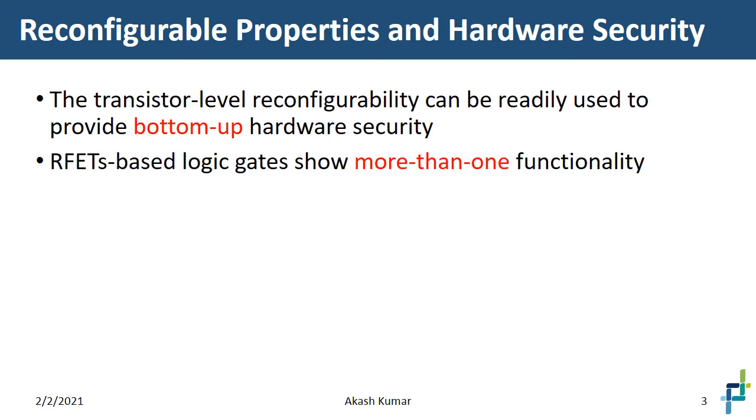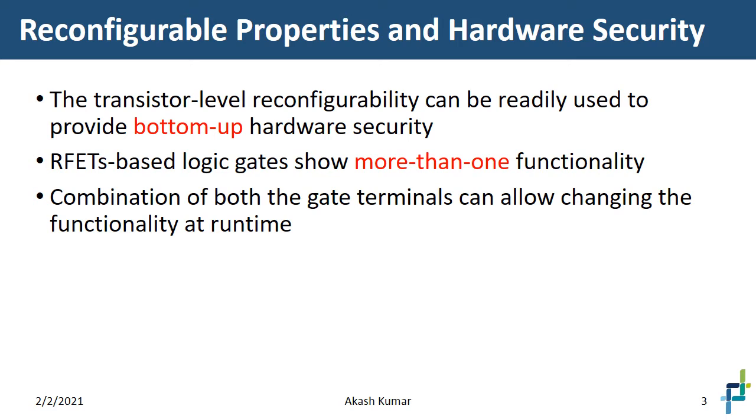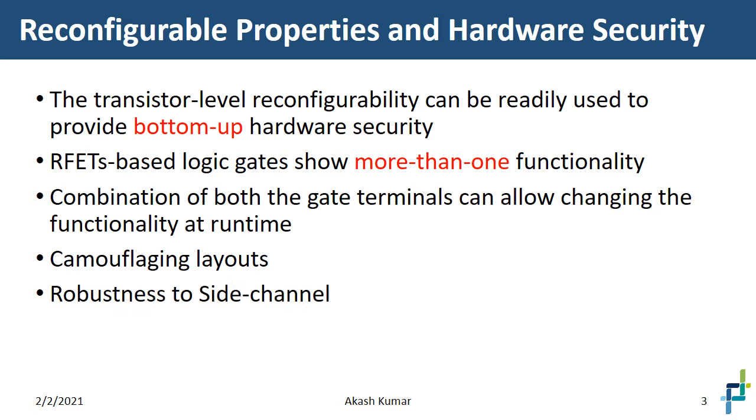For example, we are able to have camouflaged layouts, right? I will show in my presentation later on how two different circuits can actually have the same kind of layout, and therefore the attacker cannot easily make out whether it's one gate or the other. These layouts also offer robustness to side channel attacks, for example. And one of the things I'll talk about now is logical polymorphism.